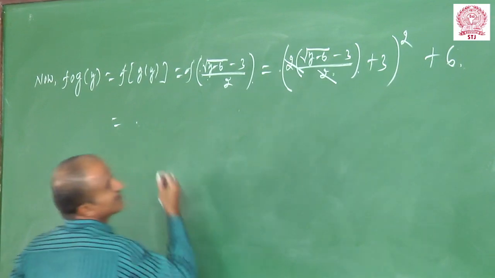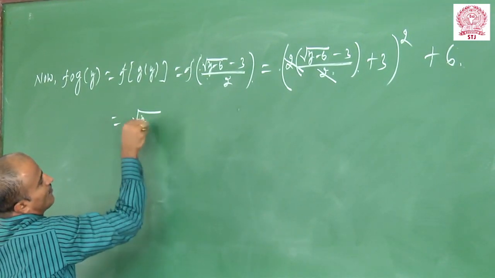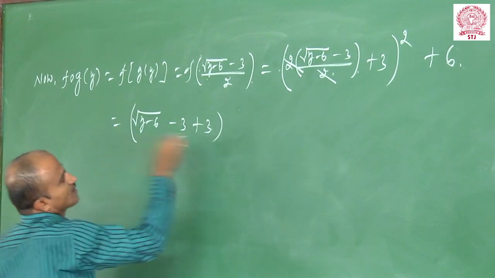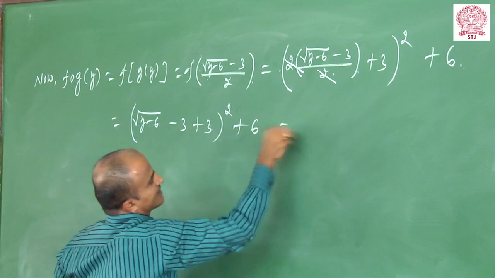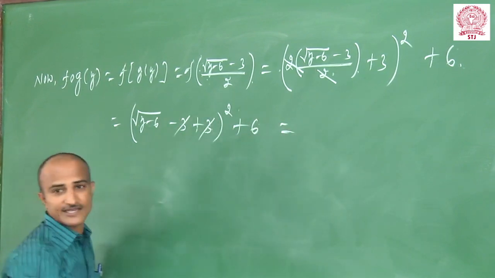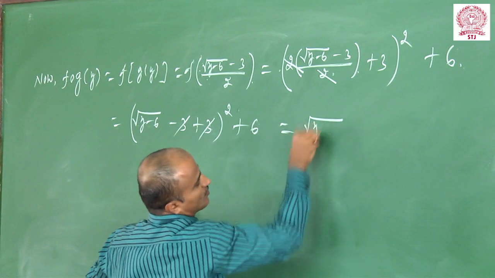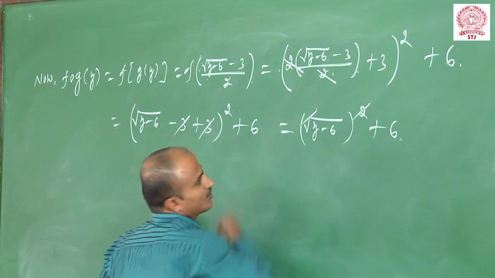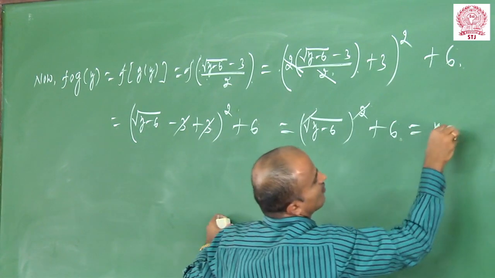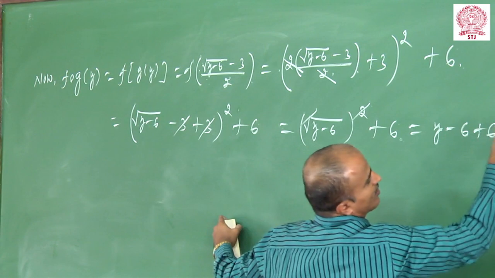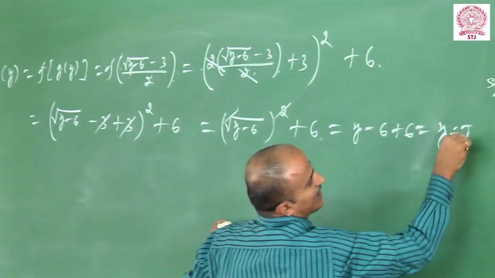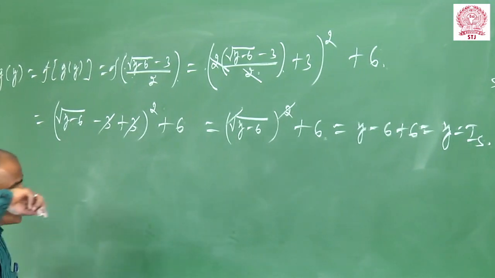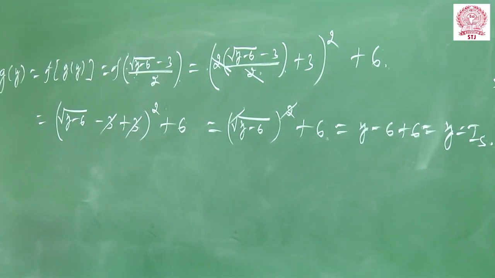2 gets cancelled. We have (root of y minus 6 minus 3 plus 3) whole square plus 6. That minus 3 plus 3 gets cancelled. Then we have (root of y minus 6) whole square plus 6. That square and root get cancelled. We have y minus 6 plus 6 equals y, which is identity on S, which is nothing but the range of f.